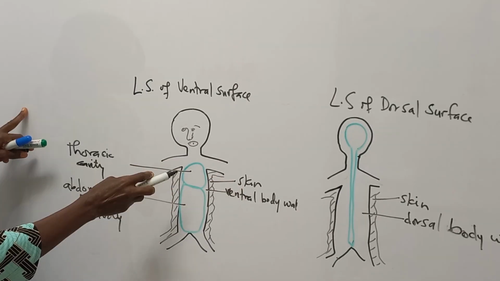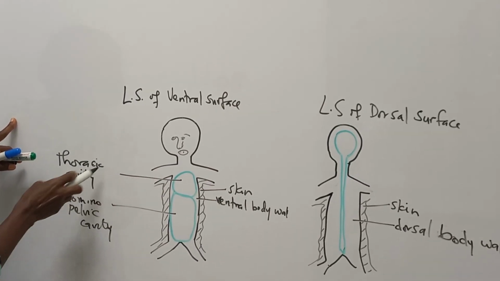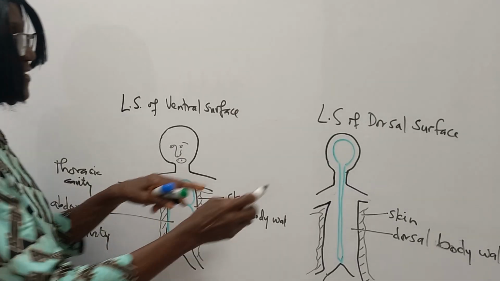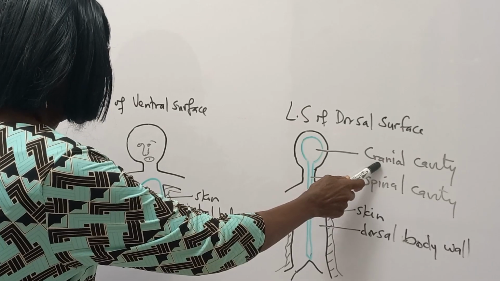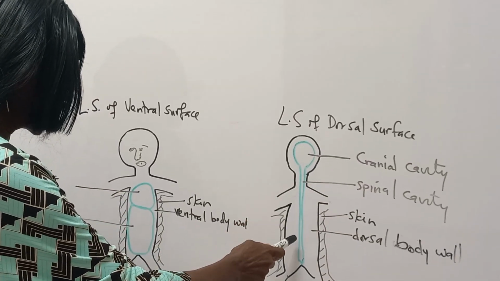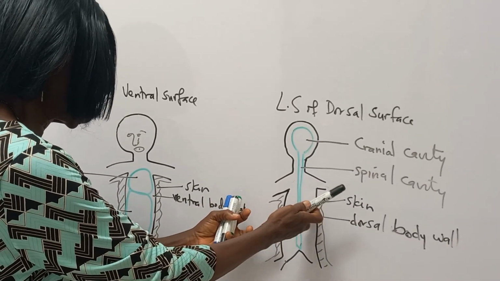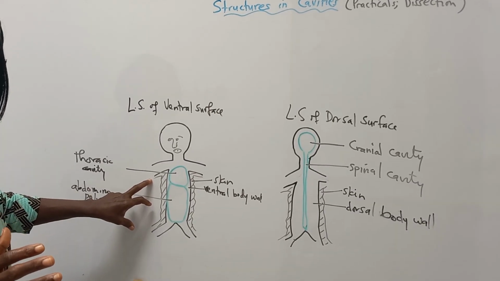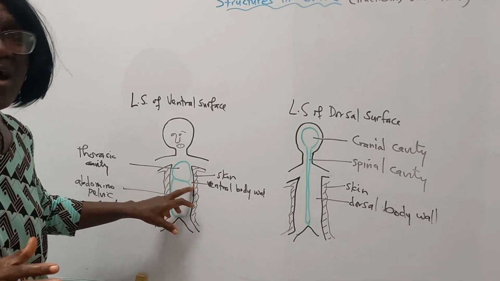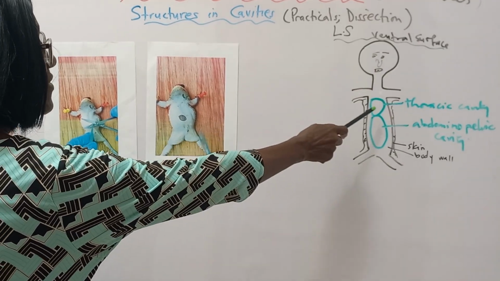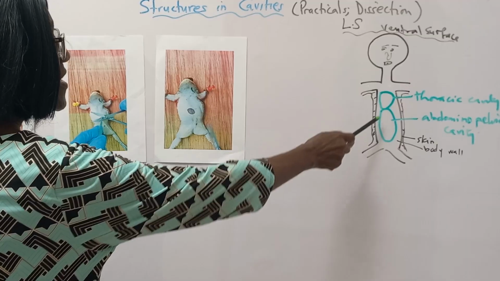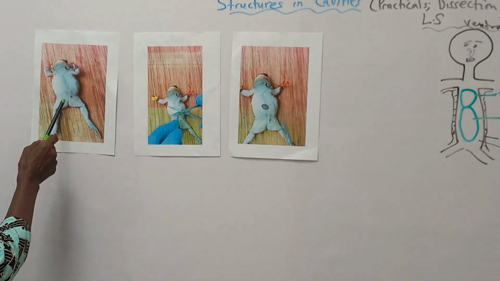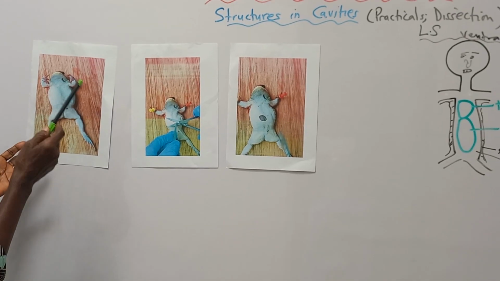We want to look at examples of the cavities that we'll see. On the ventral surface, we will see the thoracic cavity and the abdominopelvic cavity, and from the dorsal surface, we see the cranial cavity and the spinal cavity from the dorsal body wall. So now we want to use practical dissection to look at these cavities and their contents. Look at the body cavities that are in the ventral surface, thoracic and abdominopelvic cavities. We need to cut, and so we have a toad here, an amphibian.